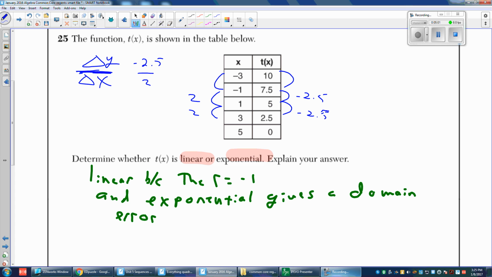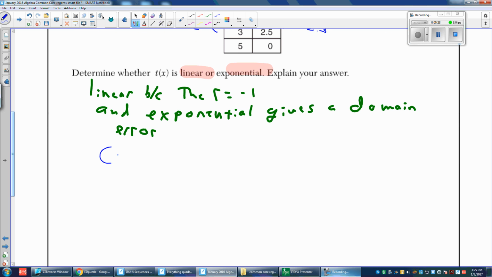The delta y is just the change. I did -1 minus -3 over 7.5 minus 10. So that is 2 over -2.5. I kept on doing that for all of those mentally. So we find out that it has a constant delta y over delta x. Here's the second answer. So it is linear.